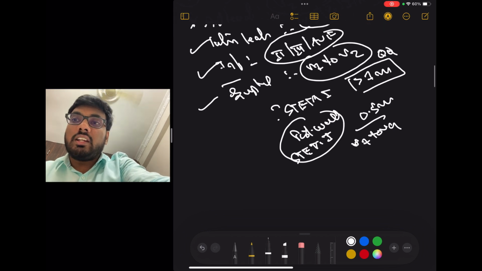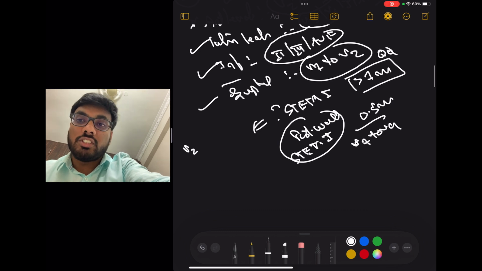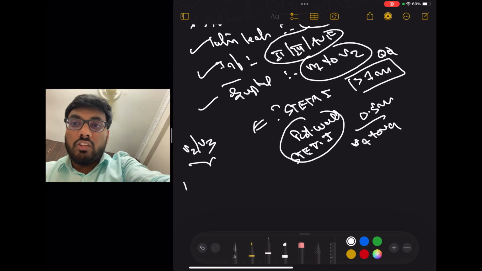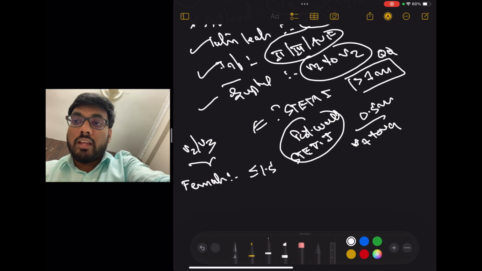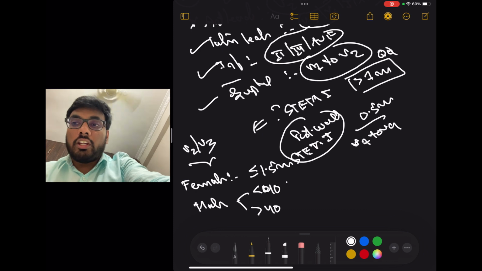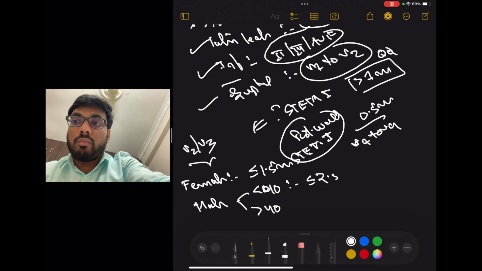Another exception is the physiological ST elevation that we generally see in V2 and V3. What is the normal physiological ST elevation in V2 and V3? In females, irrespective of age, ST elevation up to 1.5 mm is physiological, and in males, we consider those less than 40 years of age and more than 40 years of age. In males less than 40 years of age, ST elevation up to 2.5 mm is normal.